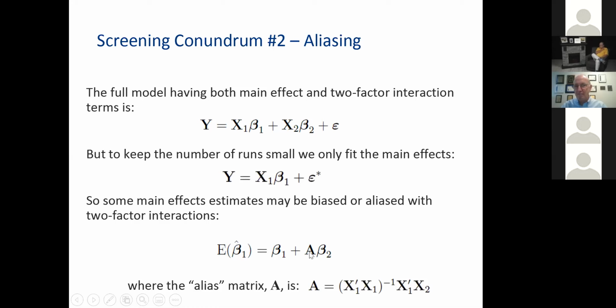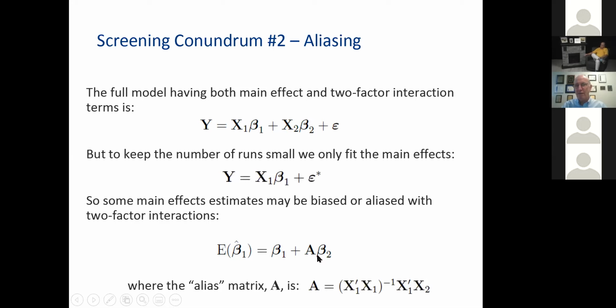This matrix A is called the alias matrix, so that's why we use A for it, A for alias, and it's computed this way. So you can avoid this aliasing in 2 ways. If you're lucky, beta 2 is all zeros, and then it doesn't matter what A is. The expected value of the estimate of beta 1 is just going to be beta 1.